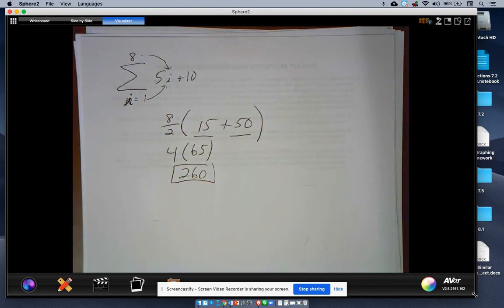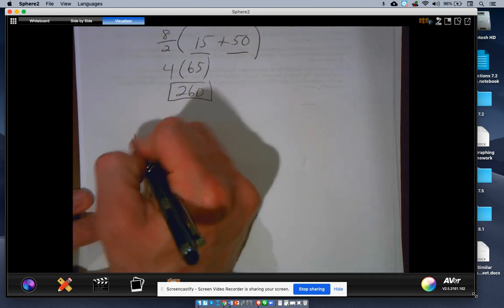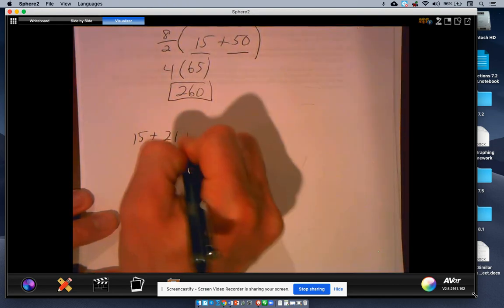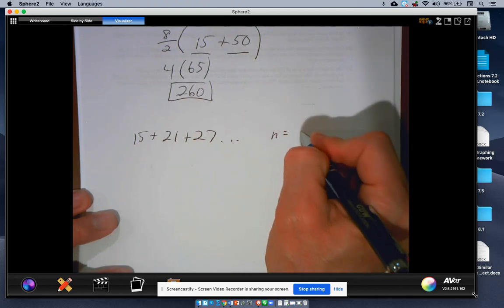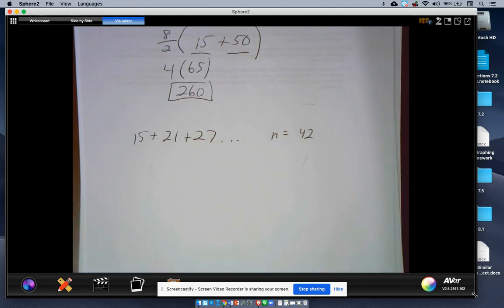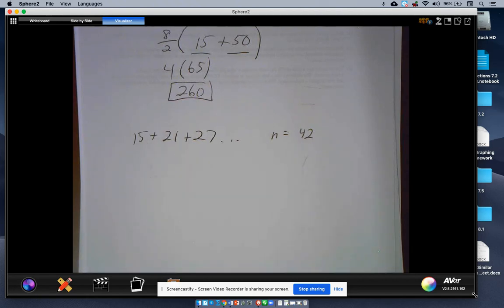Last problem. You'll see this type on the worksheet too. 15 plus 21 plus 27, dot, dot, dot. And then it'll just put n equals 42, something like that. What that means is to add up the first 42 terms of that series. So here we go. Sometimes I use the word sequence and series interchangeably, but just know when I put pluses between them, it's supposed to be a series. It's a sequence until I put the pluses in there, and then it becomes a series.